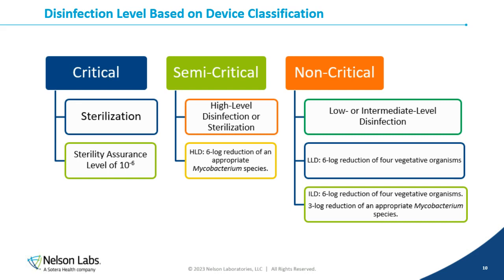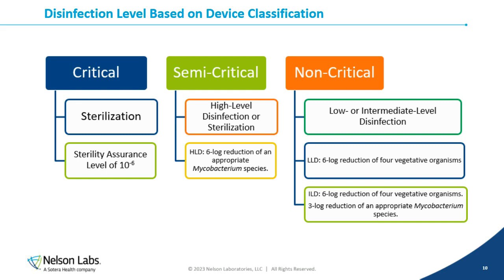Those 4 vegetative organisms are the same 4 used during a low-level disinfection. So for a low-level disinfection and an intermediate level disinfection, the criteria are very similar, but there is just that added mycobacterium species at a 3-log reduction for the intermediate, that just kind of increases the testing requirements.